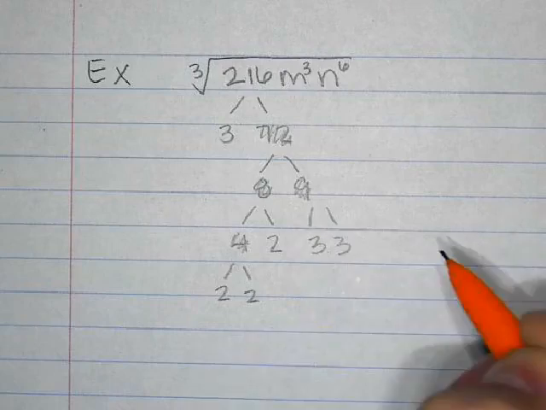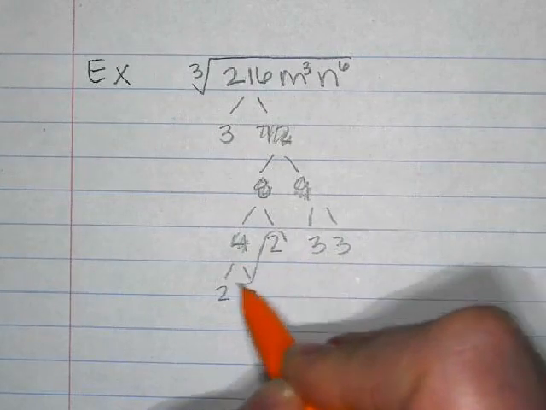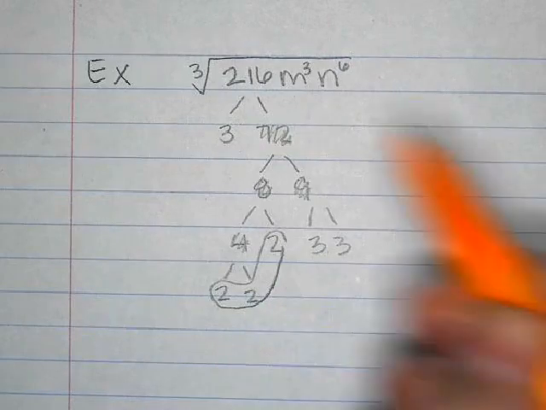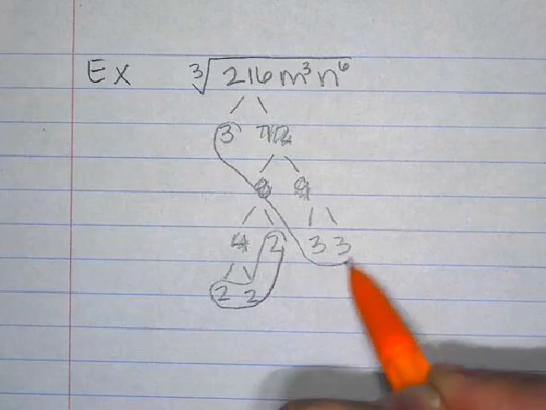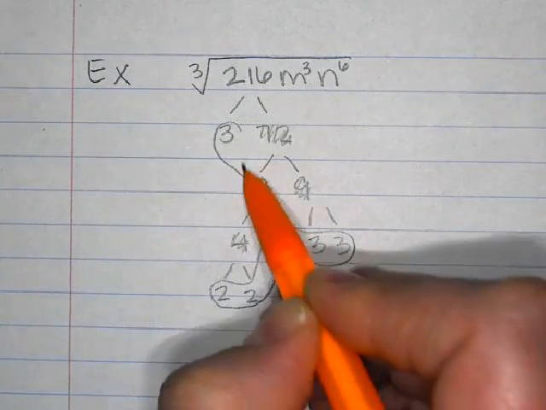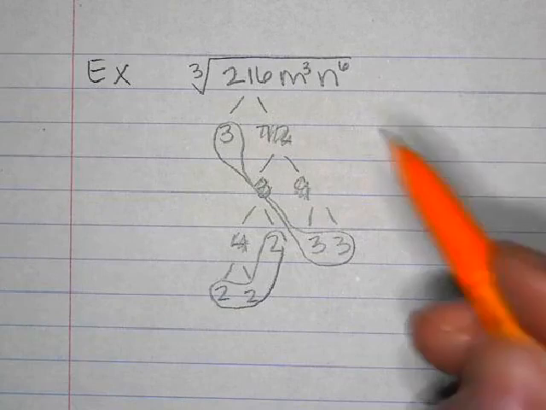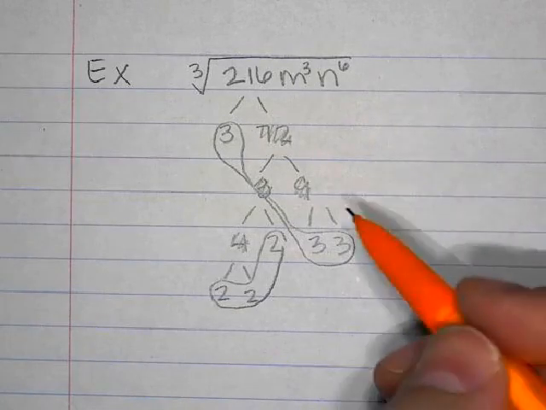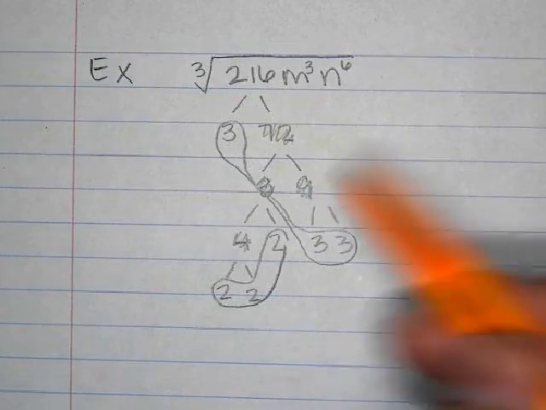So we have a triple of 2s and a triple of 3s, and we have no leftovers. Do you guys remember what it means if, when we were doing the square roots, it only had pairs and no leftovers? In this case, if it only has triples and no leftovers, what does that mean? It was a perfect square. In this case, it was a perfect cube.